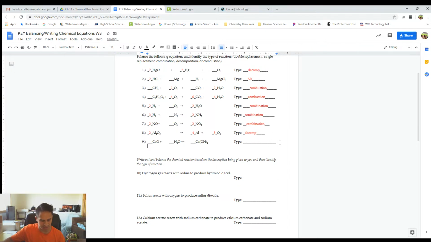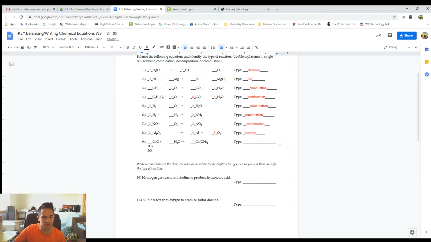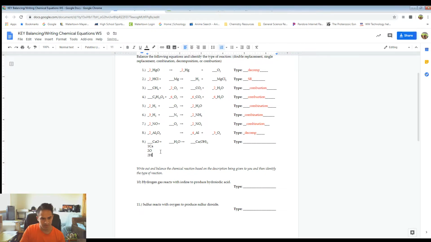So on the left-hand side, we have 1 calcium. We have 2 oxygens because we have them in 2 different places. Okay, we have 1 here, 1 there, and we have 2 hydrogens. All right. On the right side, we have 1 calcium.